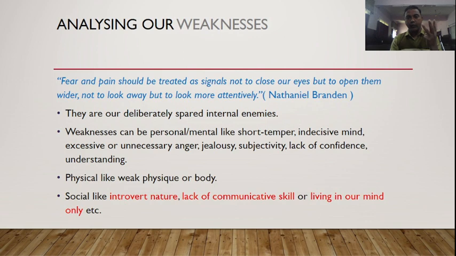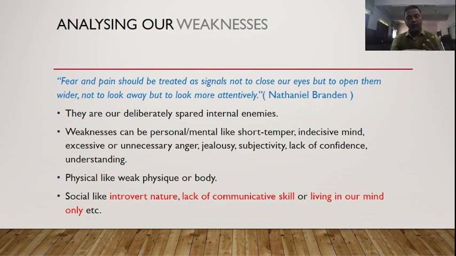So weaknesses are of three types: mental, physical and social. Mental means all the emotions, all the feelings, all the things that we have in our mind. If they are negative, they are mental weaknesses. Then the physical means whatever weaknesses I have in my body, these are the physical weaknesses, and I should remove them. Then the last one is social weaknesses.